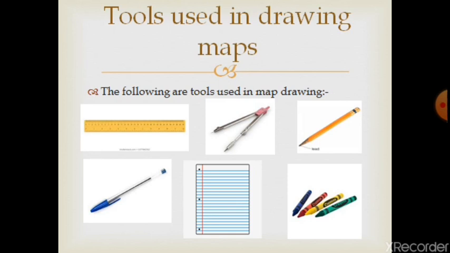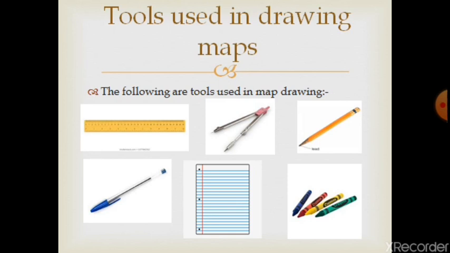But also we have crayons. Crayons, these are used to color different features on a map. For example, you may have a feature that shows a water body. It can be colored by blue color. So you have to have these crayons.